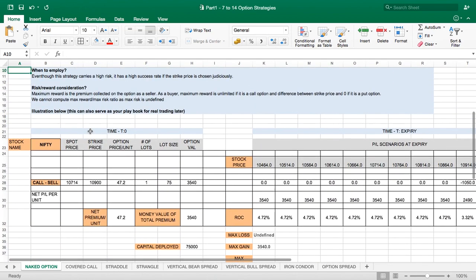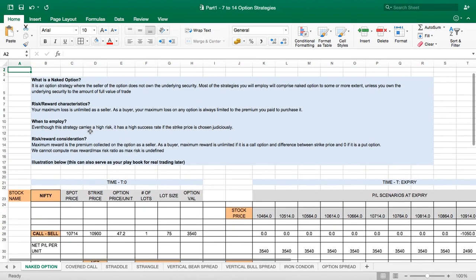And once again, to summarize, a naked option is nothing but an option trade that we are putting up which doesn't have any natural hedge.